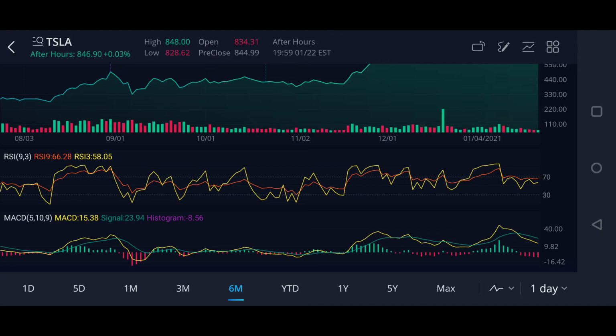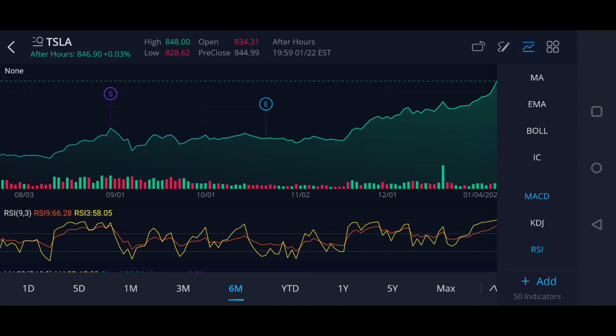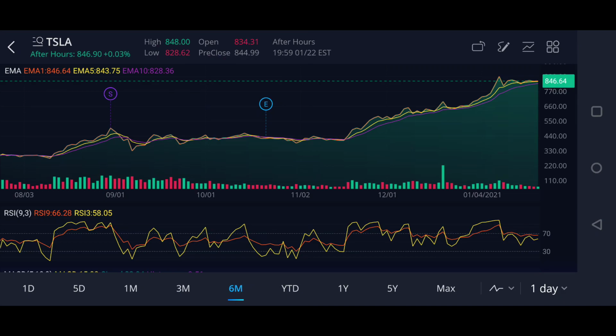Now, to improve our guess, we're going to add two extra indicators, which we're going to map out on the actual chart here. The first one is the exponential moving average, the EMA. The EMA is represented by three lines, an orange, a yellow, and a purple. You want the orange line, which represents the shortest time frame, which I believe is 1 day, one time period, sorry, to be above the yellow, and the yellow needs to be above the purple.